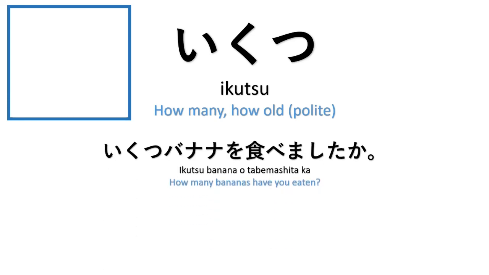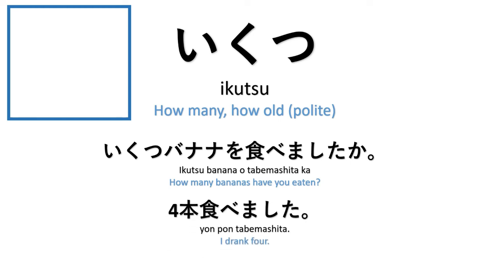いくつバナナを食べましたか？How many bananas have you eaten? 4本食べました。Okay, so we do not only use yon, the number, but we add the counter hon, referring to banana. This is the complicated numbering and counting system in Japanese, which we have to learn.